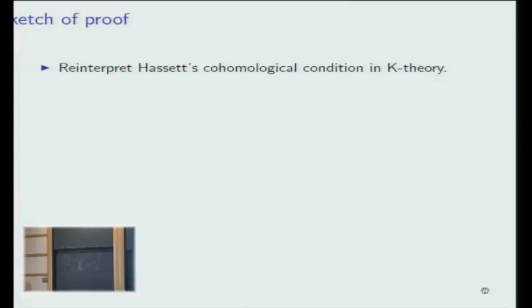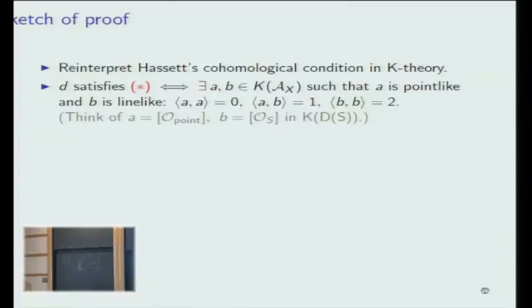Okay, so how does the proof go? The first thing we do is reinterpret that horrible d satisfying star condition in the following way. Topological K-theory turns out to be much, much nicer. In terms of the K-theory of this category, this A_X category, what we find is the following. d satisfies star if and only if you have two classes satisfying these conditions here, giving you the A2 lattice. So you have these two integral classes which satisfy these relations.